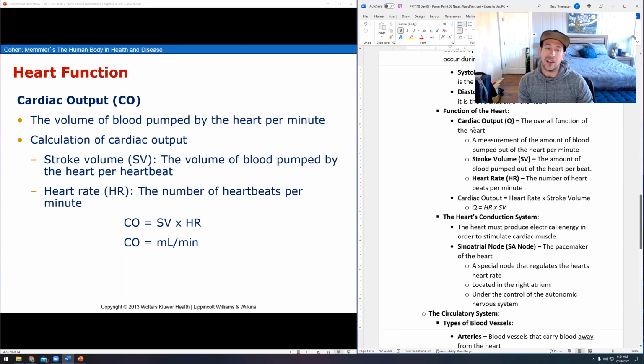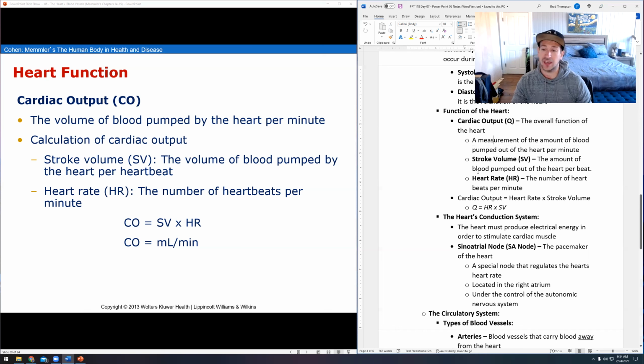So when we look at the overall function of the heart, we're going to call that your cardiac output, because it's the product of how well your cardiac muscle is contracting and how much blood is moving throughout the body, right? So cardiac output, we're going to write that as Q in our little equation here, because it's the quotient of blood that your heart is sending out. So cardiac output is the overall function of the heart. It is the measurement of how much blood can be pumped out of the heart per minute, right?